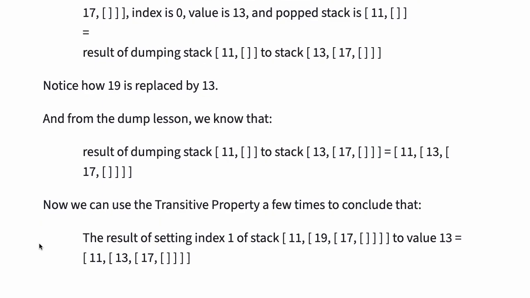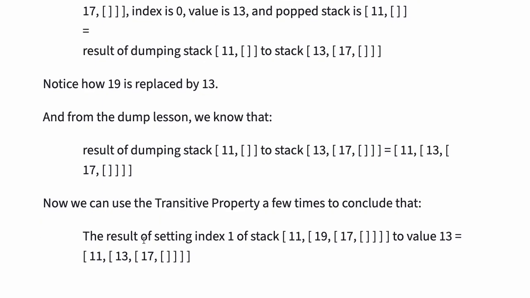Now we can use the transitive property a few times to conclude that the result of setting index 1 of stack 11, 19, 17 to value 13 is equal to the stack 11, 13, 17.